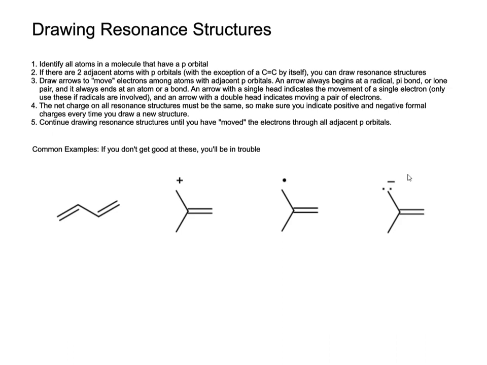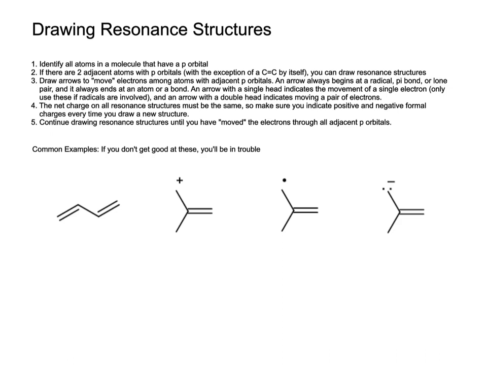And an arrow always begins at a region of electron density. So in other words, at a radical, a pi bond, or a lone pair. And it always ends at an atom or a bond. Please never draw an arrow from a carbocation to something. A carbocation means an absence of electrons or an absence of a bond. And when we draw arrows, we're showing movement of electrons. And a carbocation literally means nothing's there, and you can't move nothing.